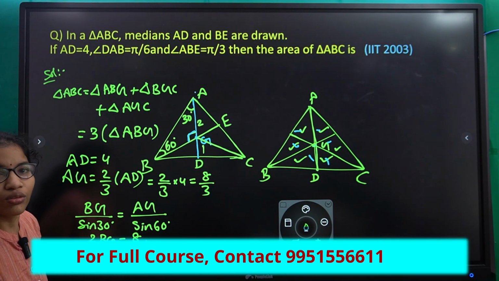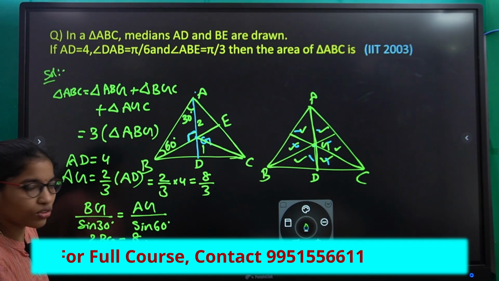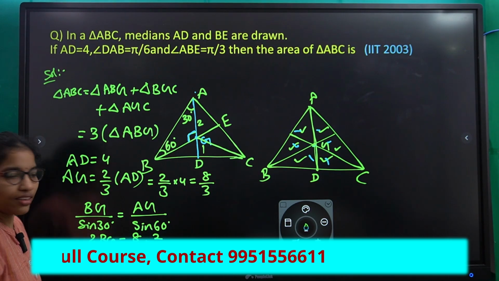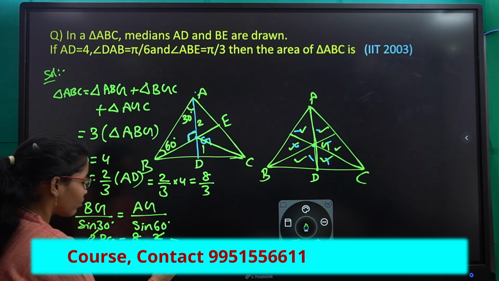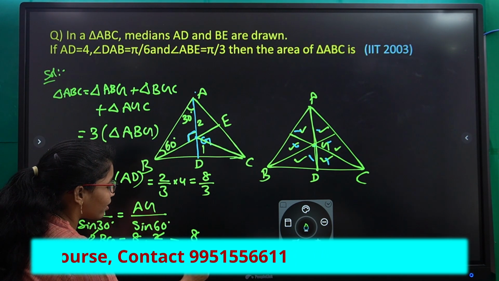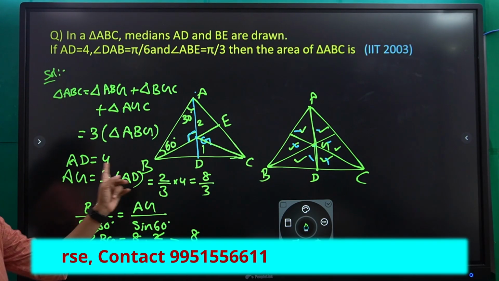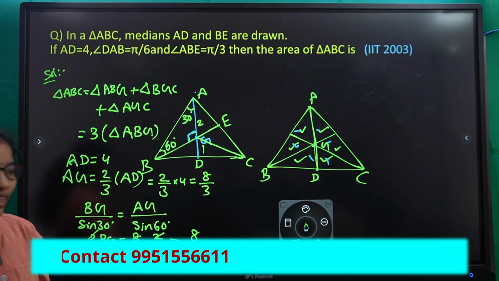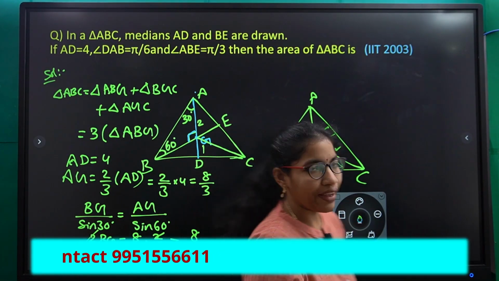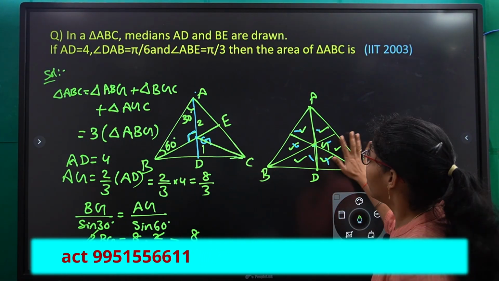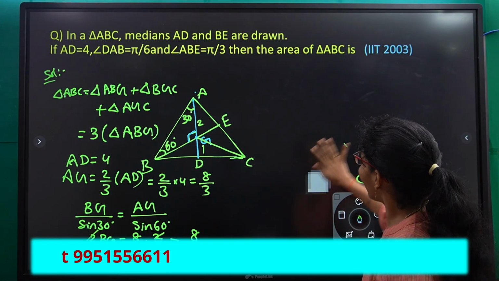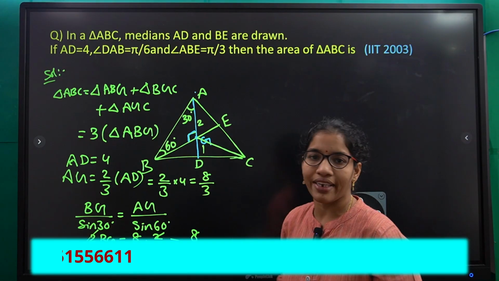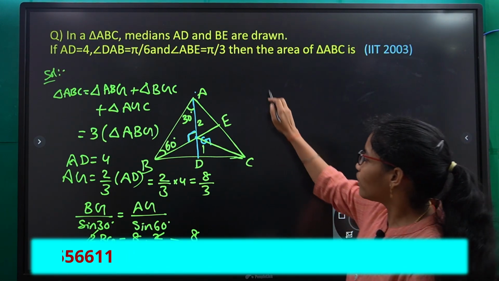Sine 60, √3/2. So in denominator it is √3/2 means when it comes to numerator, 2/√3. Clear? So 2 got cancelled. So 8/3 √3 is nothing but the BG value. BG value is how much we are getting here? 8/3 √3. Now how can you find the area of the triangle AGB? So it is a right angle triangle. Otherwise you can apply the sine property, even though it is not a right angle triangle, you can apply the sine property to find the area.